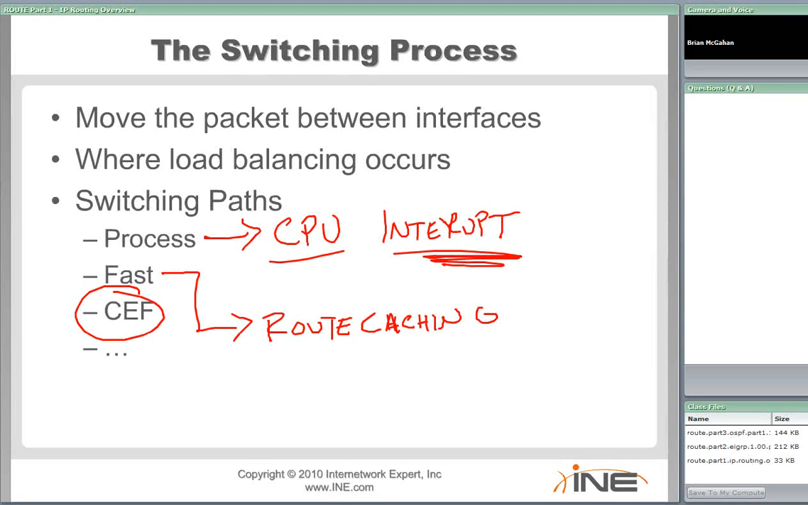As I mentioned here in the switching process, this is also where load balancing occurs. So for load balancing to actually happen, a couple of things need to be in agreement. First off, the routing process needs to say that we have multiple routes, but then the switching path needs to be actually configured to allow the load balancing. So just because you have multiple routes in the routing table doesn't necessarily mean load balancing will occur.